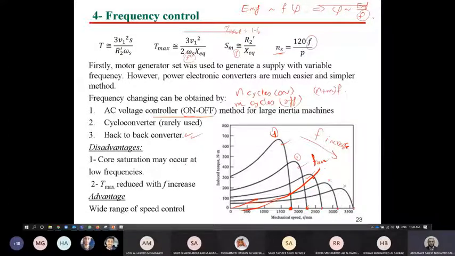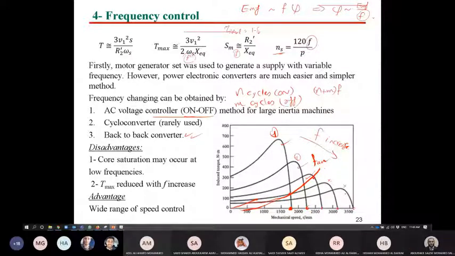Also, as you can see, T maximum decreases, and this is because the frequency increases. And also, this is not preferred with a constant load torque, guys. So we do not prefer increasing the value of frequency a lot.